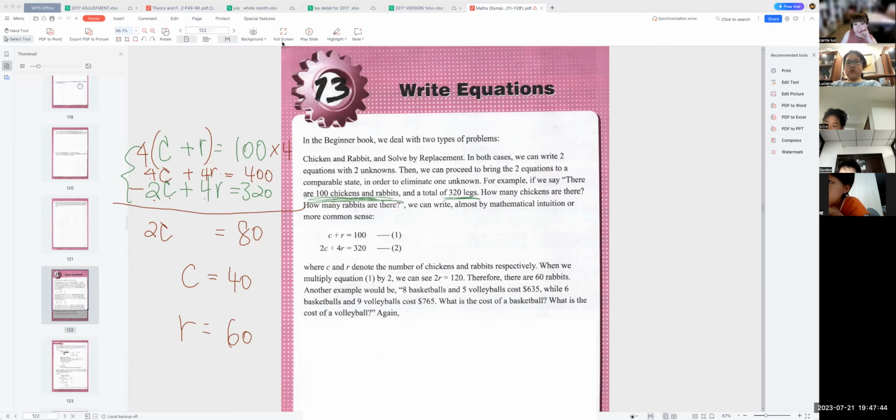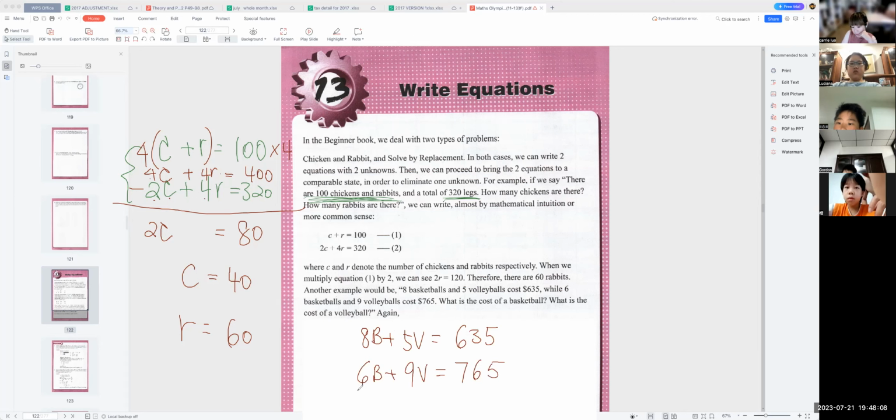Okay, so let's take a look at this one. So we have 8 basketball and 5 volleyball cost $635, right, Daniel? Okay, so let's take a look. Daniel finished. So let's see. And we have 6 basketball plus 9 volleyball equals 765, correct?